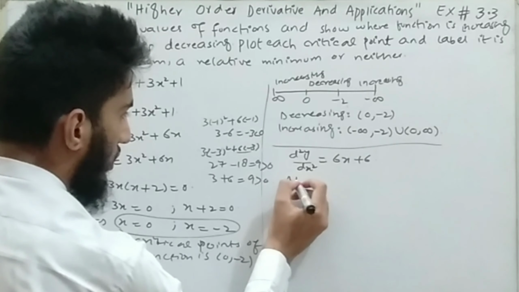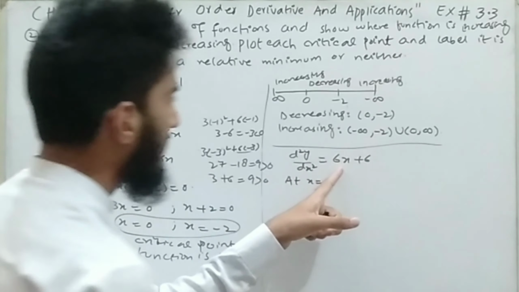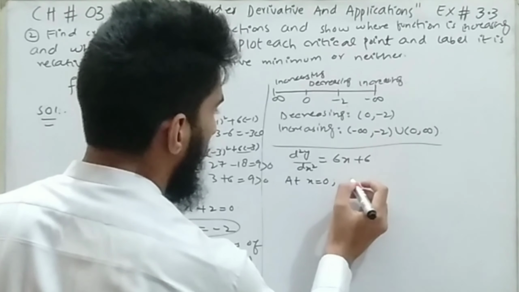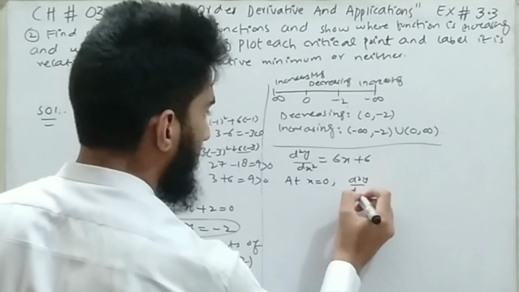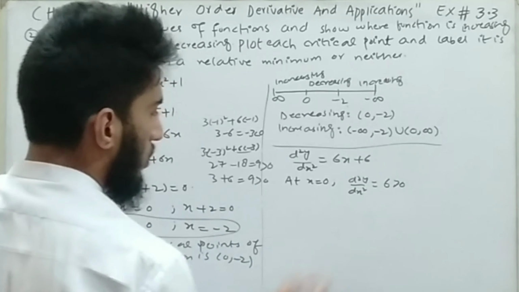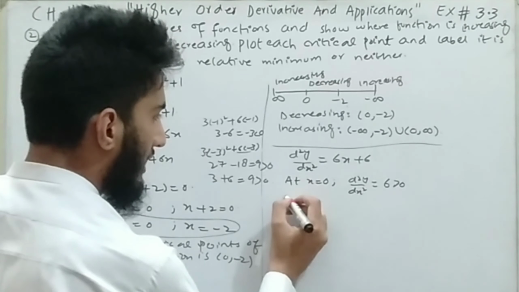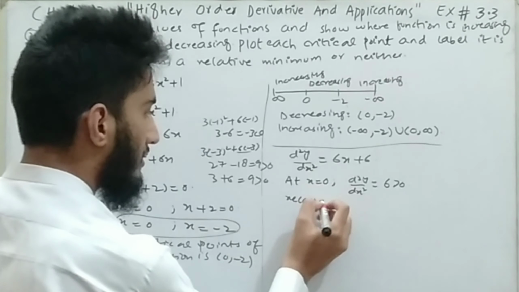At x is equal to 0, it will give us a value of d square y by dx square. If I put 0, it gives us 6. As it is greater than 0, when the second derivative is greater than 0, there will be a relative minima.